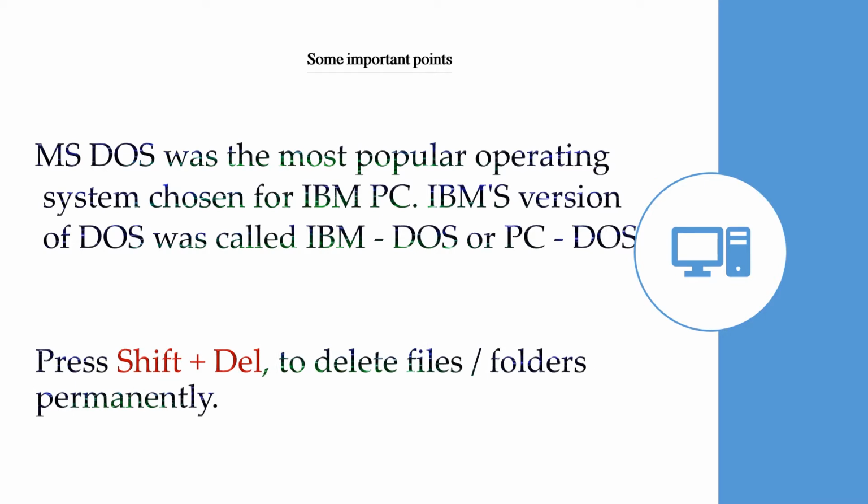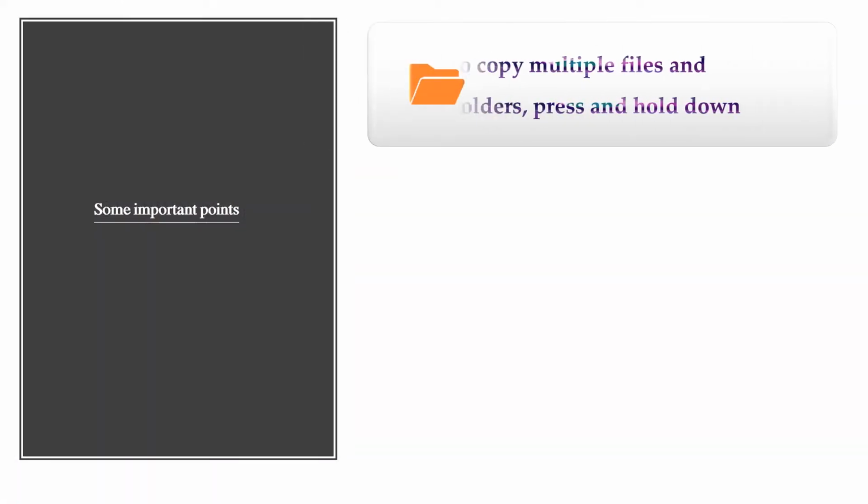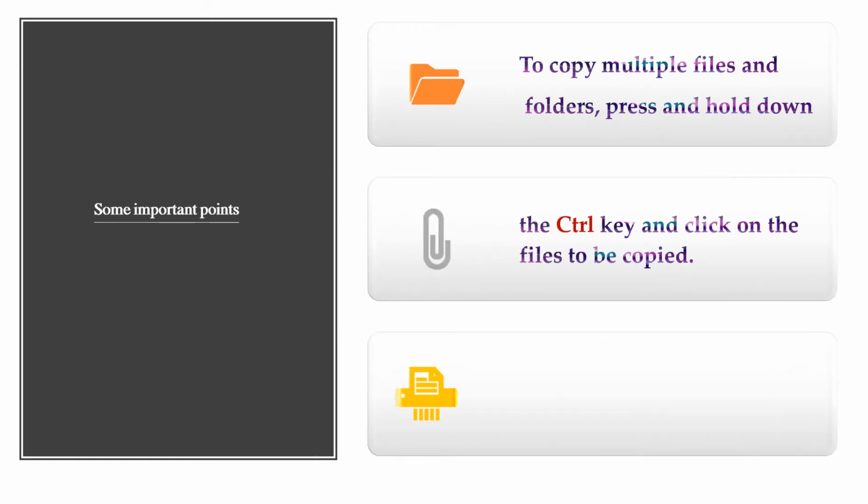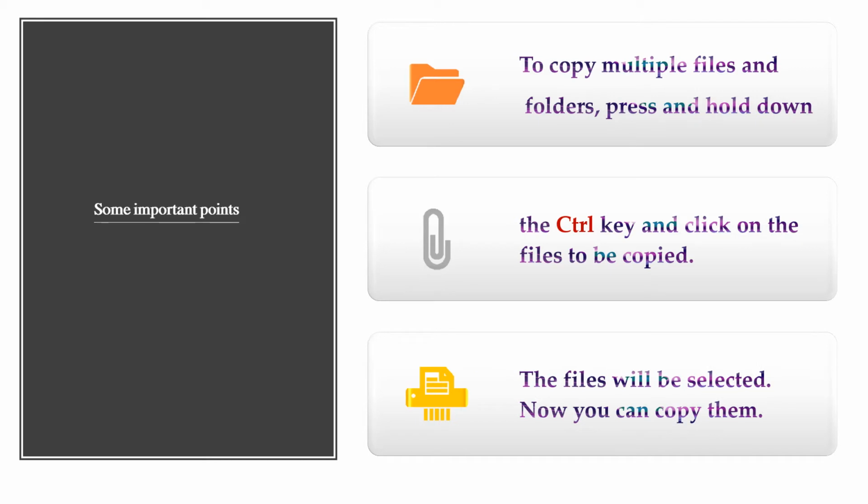Press Shift plus Del to delete files or folders permanently. To copy multiple files and folders, press and hold down the Control key and click on the files to be copied. The files will be selected and you can copy them.